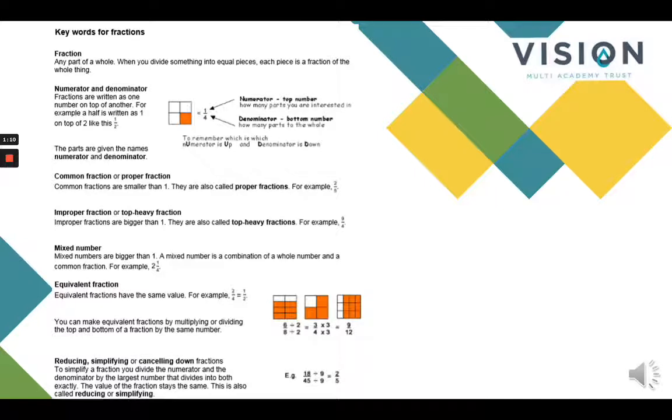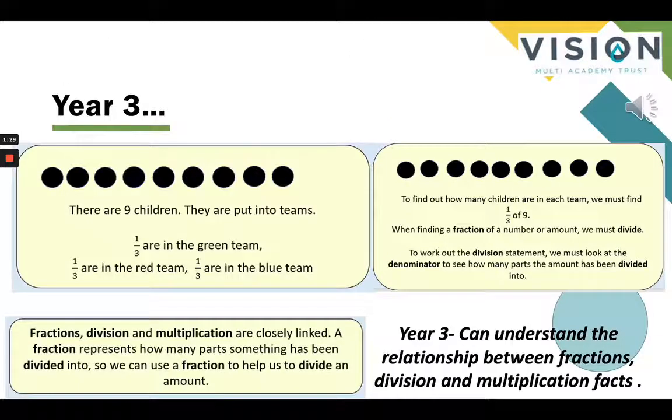This slide explores the vocabulary associated with fractions, decimals and percentages. It is vital that the children understand and use the correct vocabulary. So as we looked at in the previous video, we now know that children should know what a fraction is, know what a numerator and what a denominator is. And in 3 and 4, we're beginning to look at the different types of fractions.